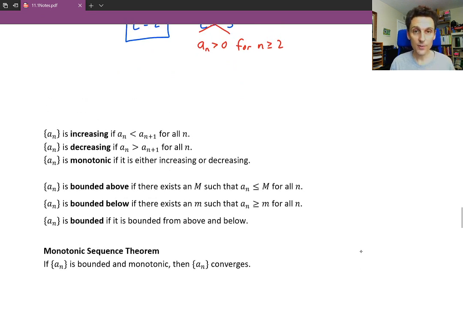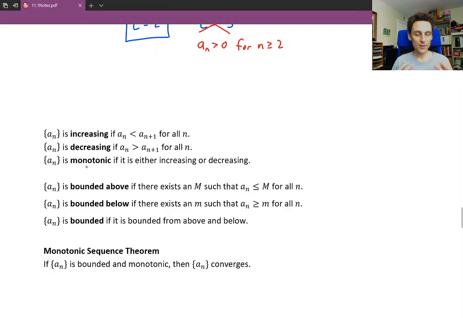And this last part of the notes was just defining a few terms and leading up to this thing called the monotonic sequence theorem. So a sequence is increasing if the terms just keep getting bigger. So if you have a bigger n value and that gives you a bigger sequence term, and that's always the case for all n, then the sequence is increasing. The sequence is decreasing if the reverse happens, if the terms keep getting smaller as you keep going farther and farther down the sequence.